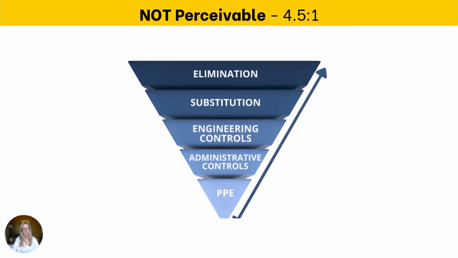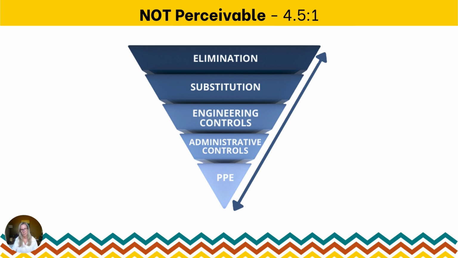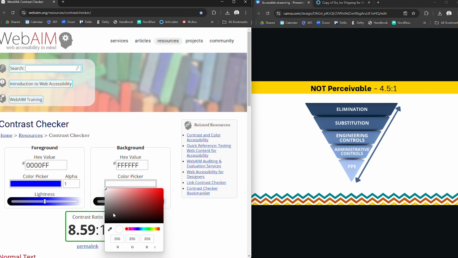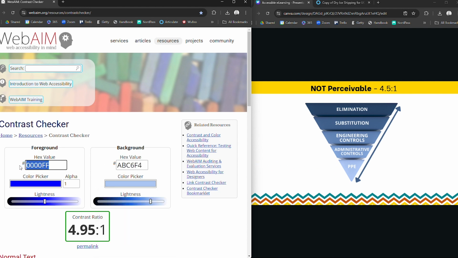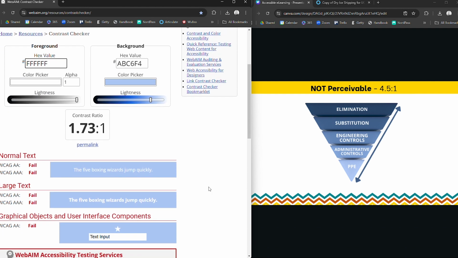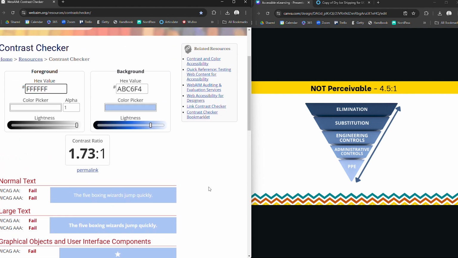ratio. So let me give you an example of how we can verify that this image, well, I can show you how it didn't meet it, and then how we can verify that another image that I used did. So let me go to WebAIM. So what we're going to do is we're going to take the background color, use the color eyedropper, grab the blue, and then we want to change the foreground to white. So we'll go white. And you can see that it was an epic fail, 1.73 to 1.